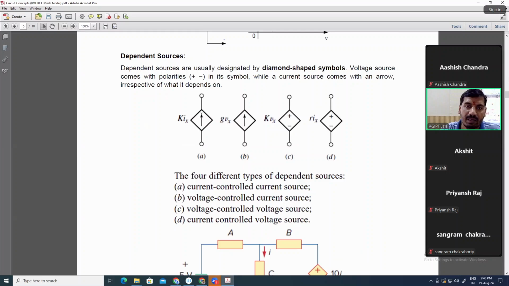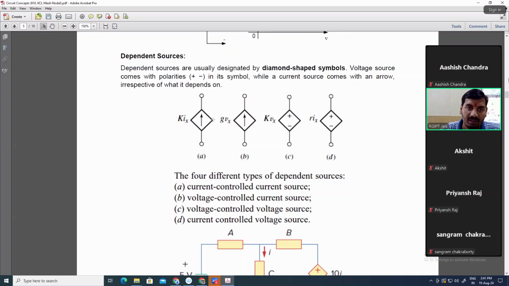You can see that dependent sources are generally represented by diamond shaped symbols, where for current sources, it is represented inside the diamond shape by an arrow direction, whereas for voltage sources, it is represented by a plus minus sign. If it is an AC value, it will be represented by a sinusoidal wave shape. So you can see that in figure A, the value is kIx.